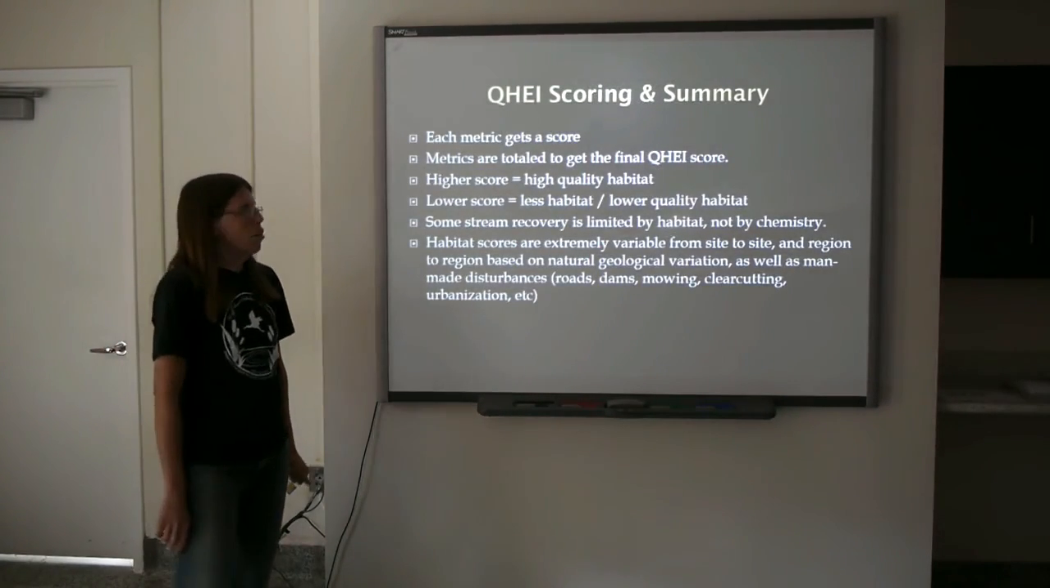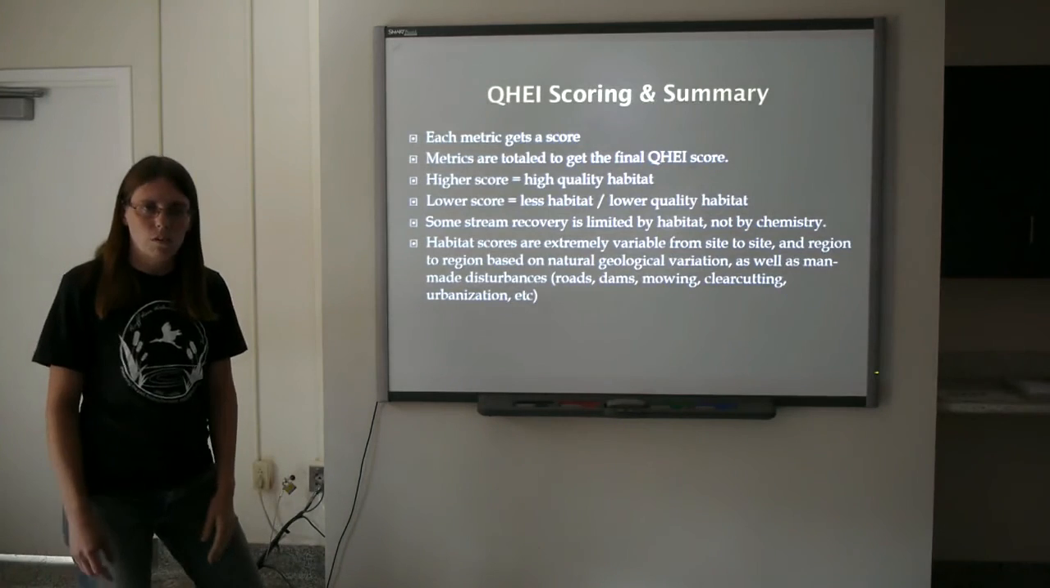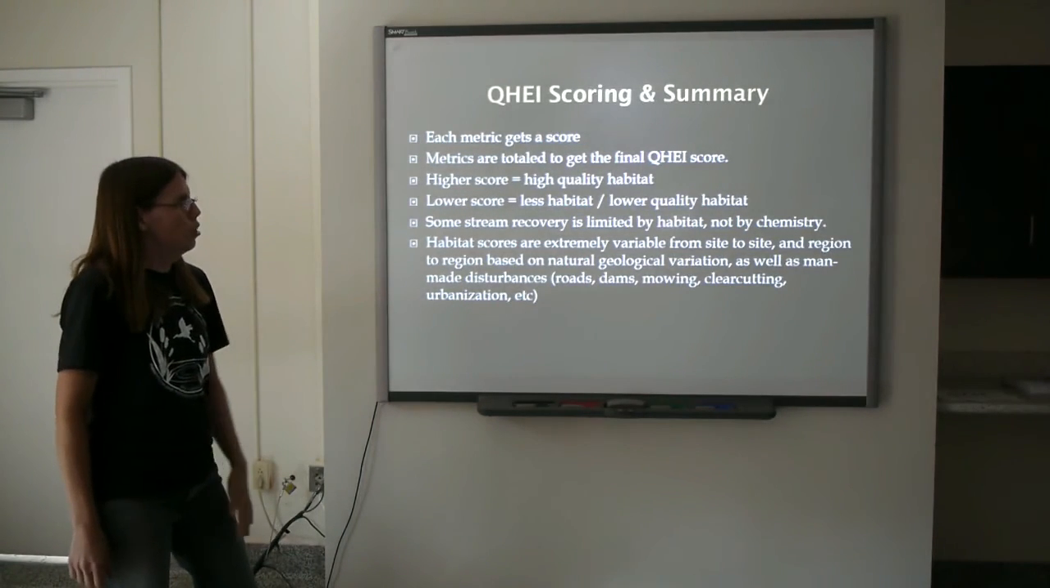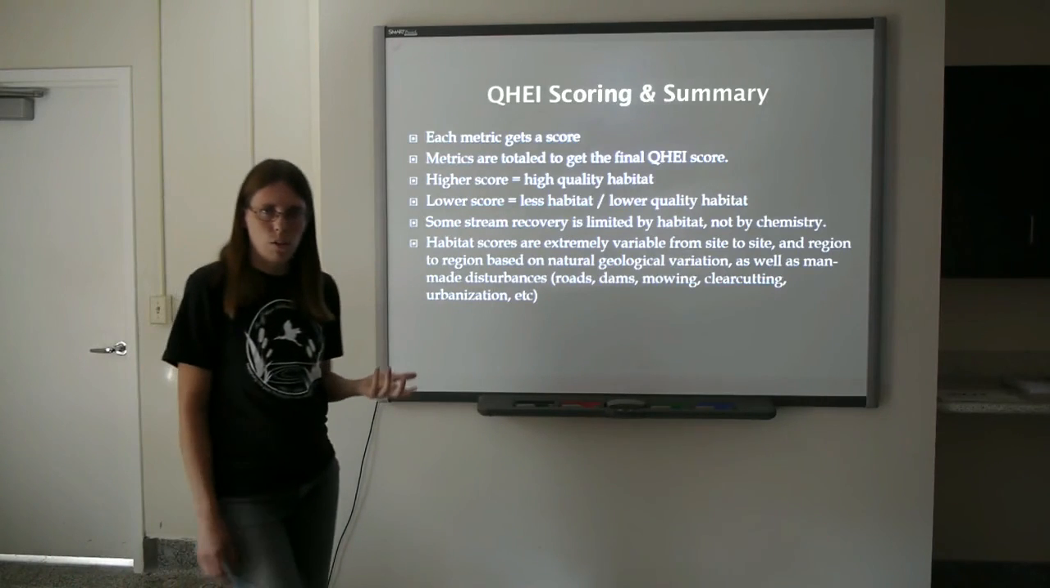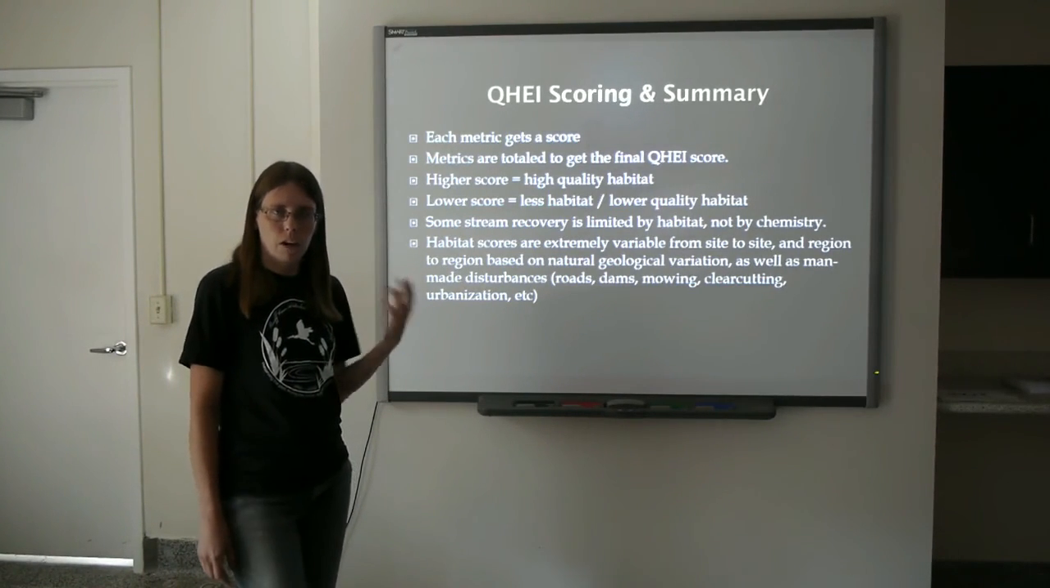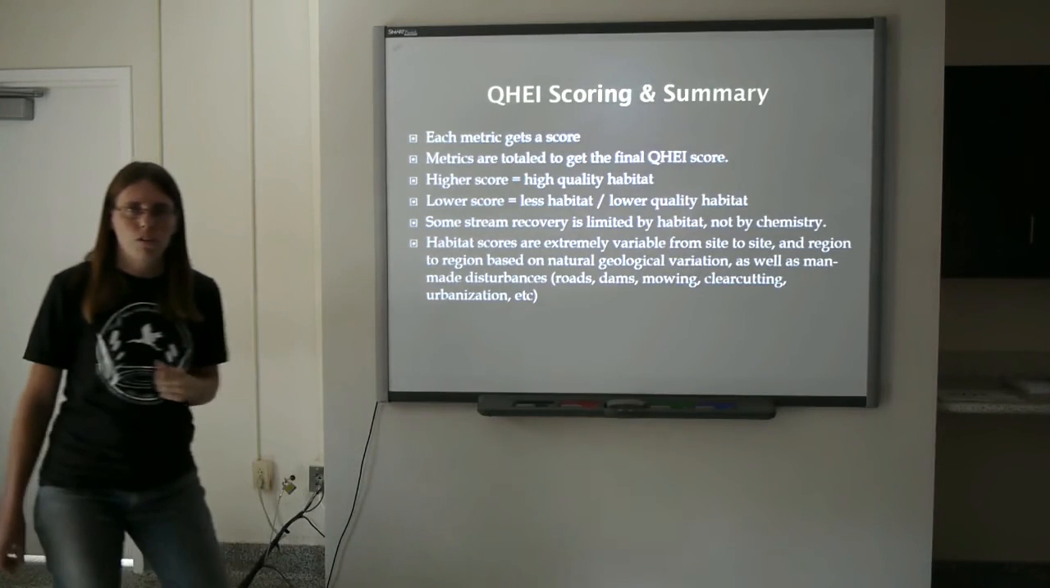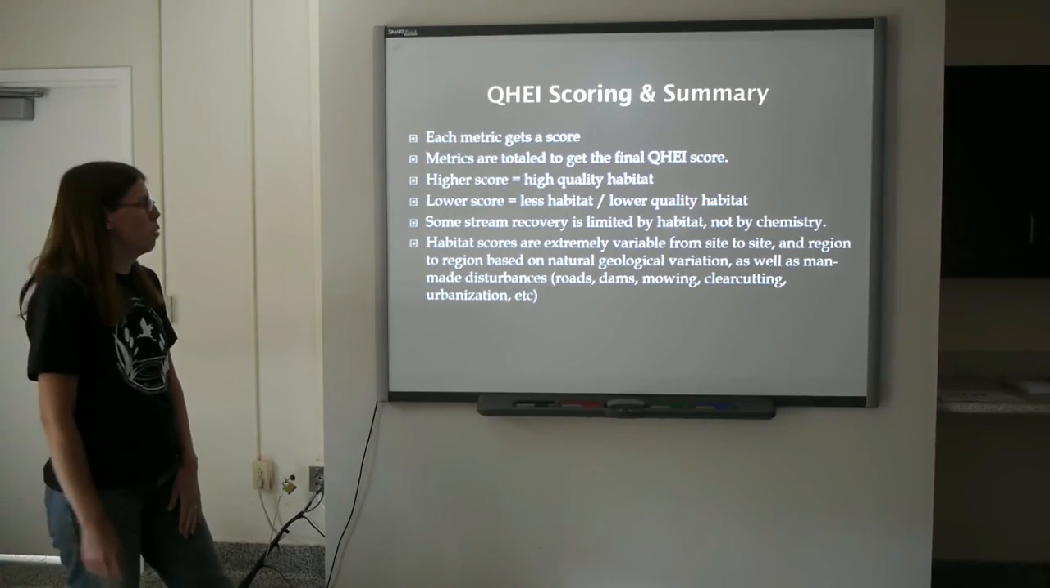A little more about the QHEI scoring. Each one of those metrics will receive a score. Your metrics are totaled to get a total QHEI score. The higher your QHEI score, the more habitat, the higher quality habitat. The lower your QHEI score, the lower quality habitat.